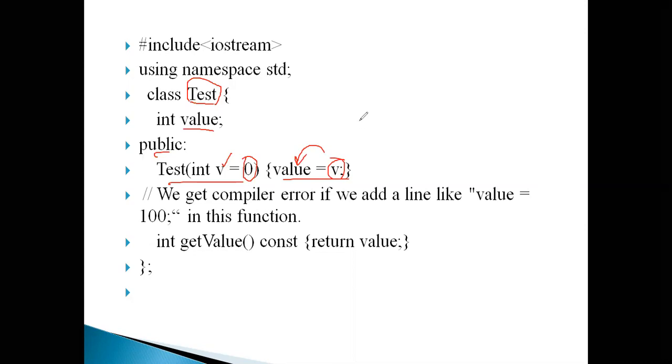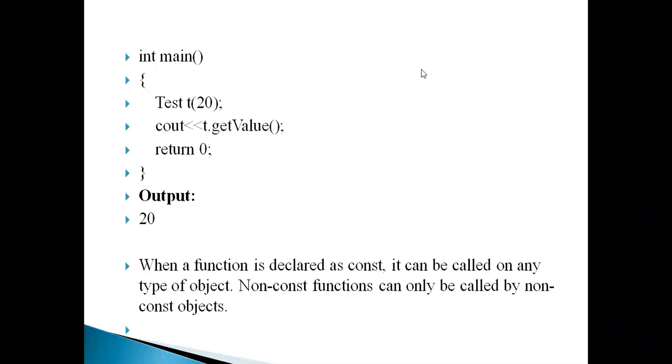Now if we try to change anything, it will automatically generate an error. Now look at this: I specify this member function as a constant. In this constant member function, I am simply returning the value, and then I close this class. Now we go to execute the program, so come to the main.